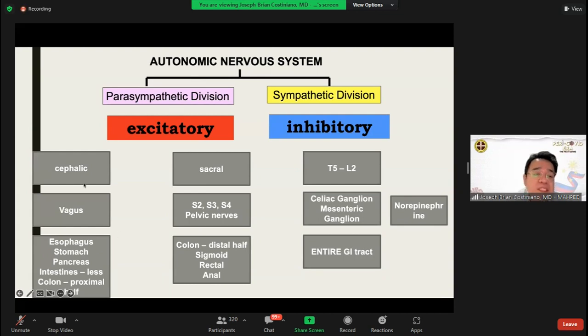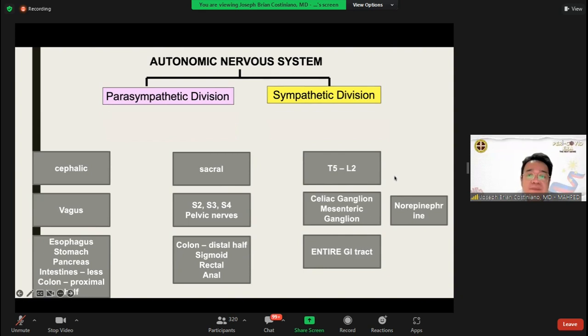Okay? Your cephalic branches is primarily through vagus nerve, and your sacral branches is predominantly through your S2, S3, S4, and your pelvic nerve. Meanwhile, sympathetic is entire GI tract. Okay? Entire GI tract ang kanyang nai-inhibit. And the primary neurotransmitter again is norepinephrine, and that is from your celiac ganglion and your mesenteric ganglion.